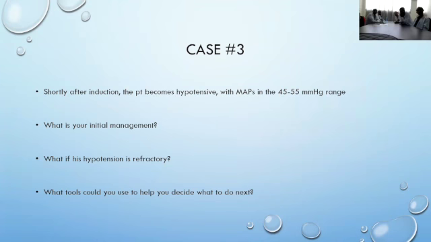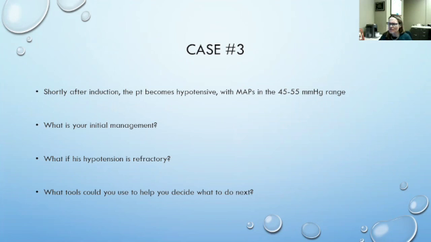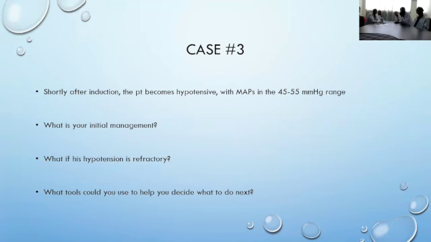So you induce the patient, and the induction is perfect, but right about 10 minutes afterwards, he becomes hypotensive. His MAP is 45 to 55, and you try a couple things, but you can't get it to increase. What are your initial management strategies for this type of patient?